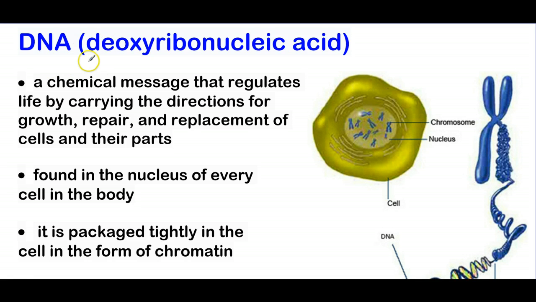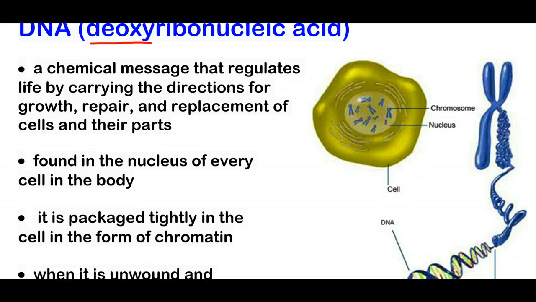So the long name for DNA is deoxyribonucleic acid. Remember, this is an important part. Some nucleic acids have an extra oxygen group on that ribose sugar. So DNA, deoxy, means it's without that extra oxygen, so it has one less oxygen. Now, what does DNA do?